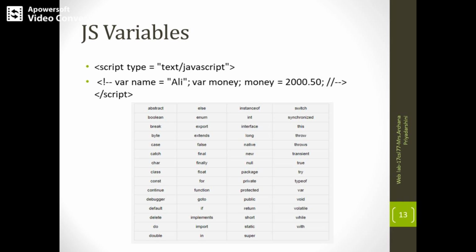So it understands the meaning. The interpreter understands the meaning of each line within the script tag. So talking about JavaScript variables, once again, a variable can be declared either by assigning it a value, something like var name equal to Ali, in which case the interpreter implicitly declares it to be a variable, or by using the reserved word var. So, for example, we can have var money, that is the other way, and money can be associated with the value 2000.50. That means now the money is of type floating.